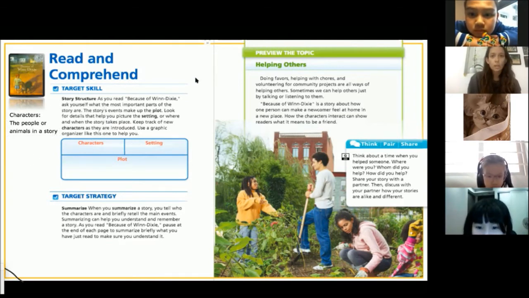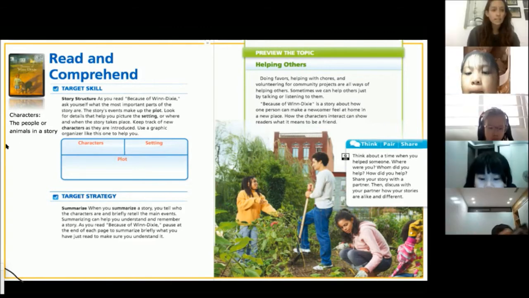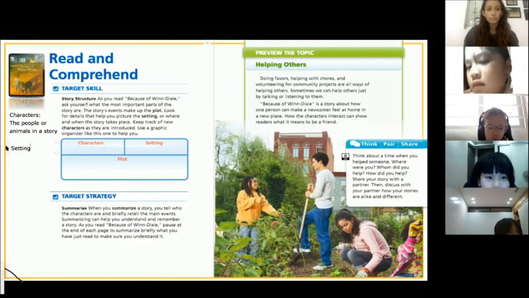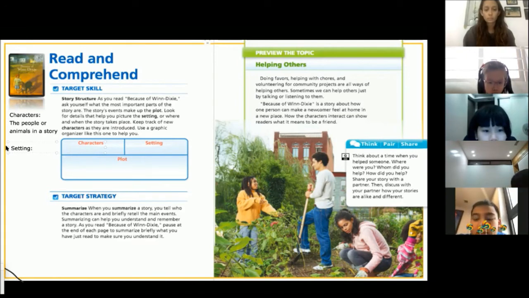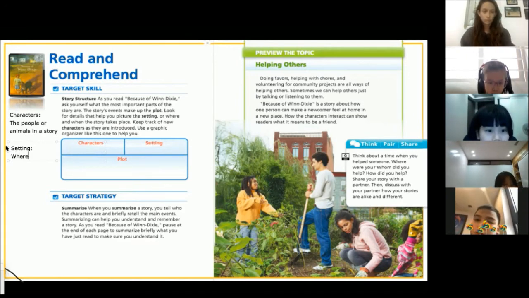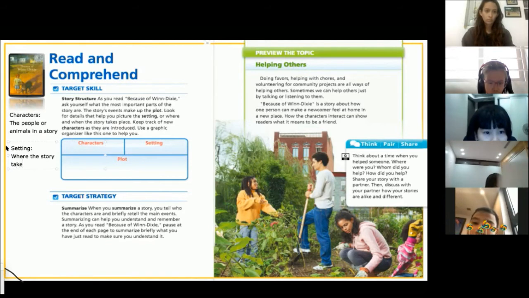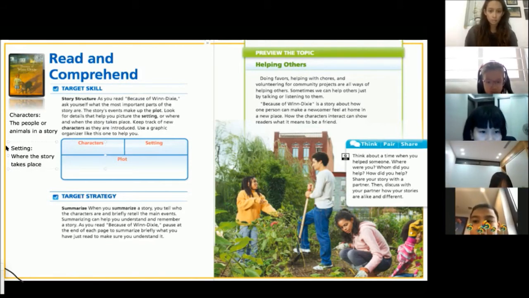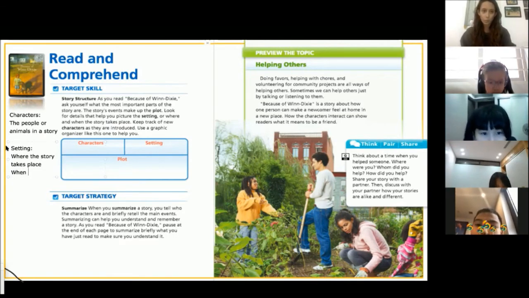Okay. When we are talking about setting, Minghai, what do I mean when I say setting? Where the story takes place. Where the story takes place. It could also be, what else? Where and when the story takes place. Good job. Okay, what about plot?